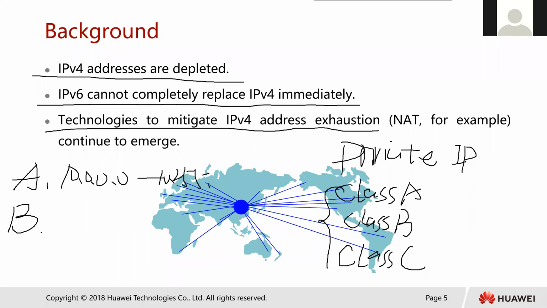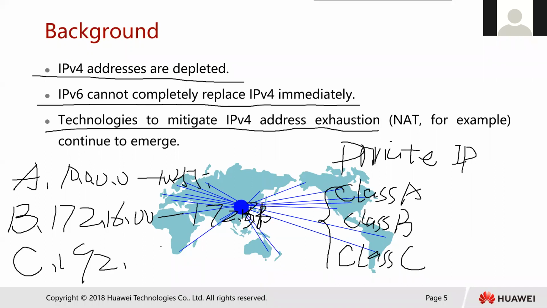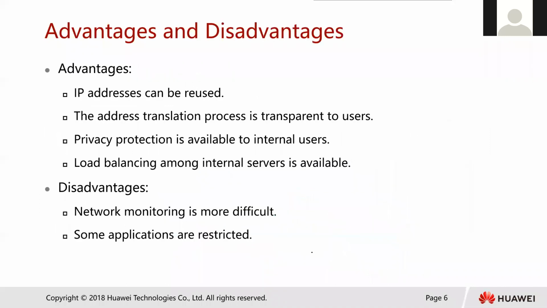Class B private addresses are 172.16.0.0 to 172.31.255.255, and class C is 192.168.0.0 to 192.168.255.255. So these are the private IP addresses we need to know when we learn about NAT. When we implement NAT, what are the advantages?